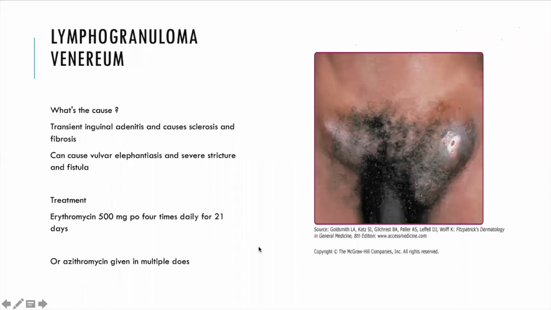So this is lymphogranuloma venereum. So what is the cause? Usually it's a transient inguinal adenitis and that causes sclerosis and fibrosis. It can cause vulvar elephantiasis and severe strictures and fistula. The treatment usually is erythromycin 500 4 times daily for 21 days, or azithromycin given in multiple doses.